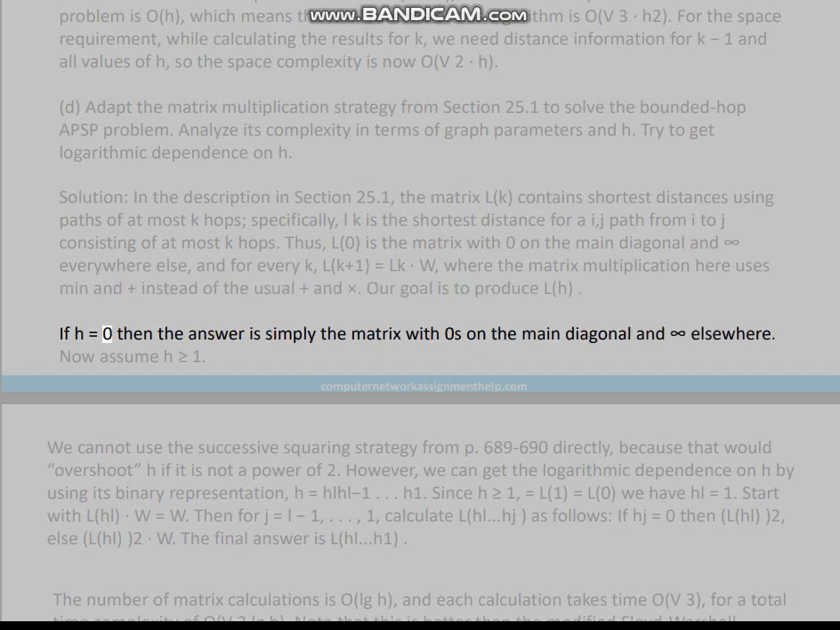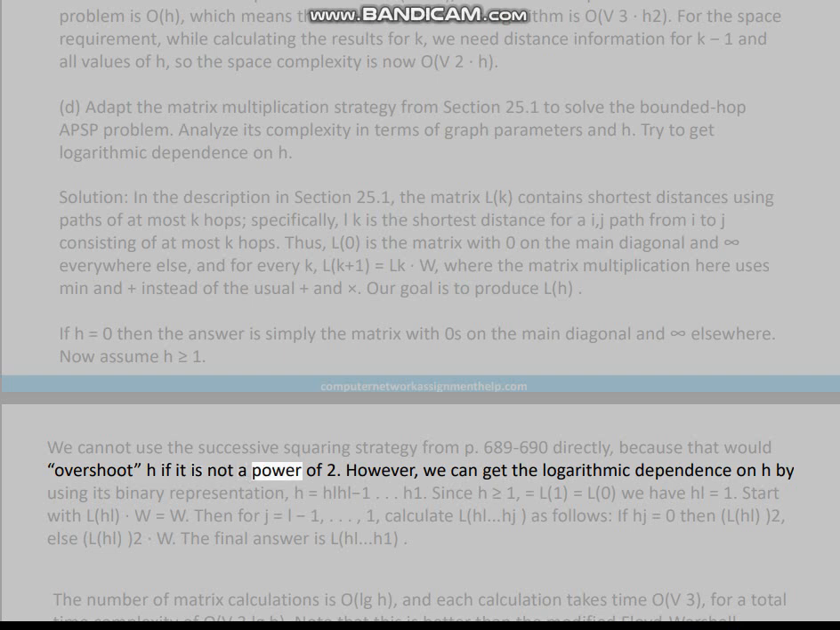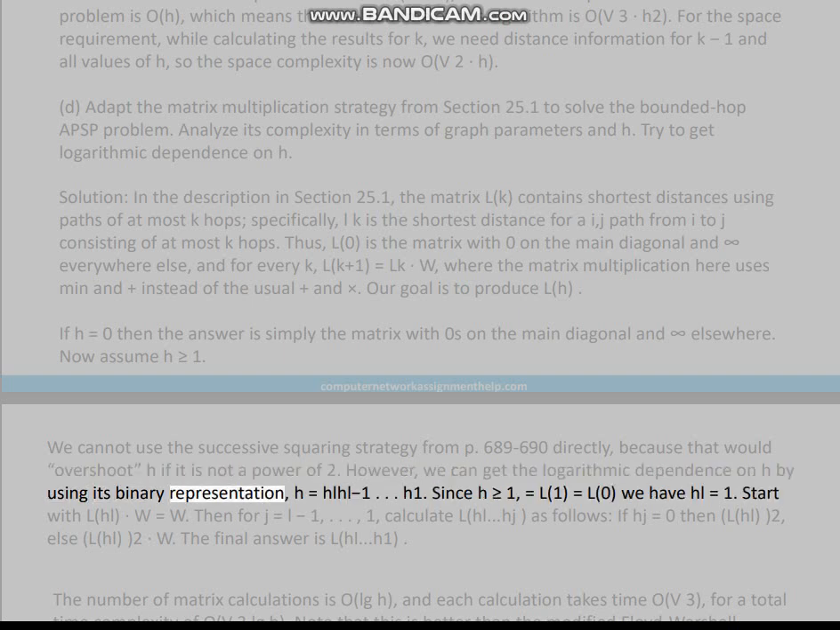If h = 0, then the answer is simply the matrix with zeros on the main diagonal and infinity elsewhere. Now assume h ≥ 1. We cannot use the successive squaring strategy from pp. 689 to 690 directly, because that would overshoot h if it is not a power of 2. However, we can get the logarithmic dependence on h by using its binary representation.